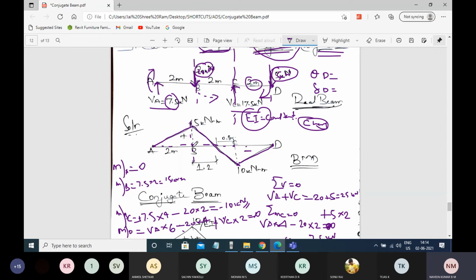Here we need to find the distance from here to here. For that case, we know the distance from here to here, it is 2 meter.